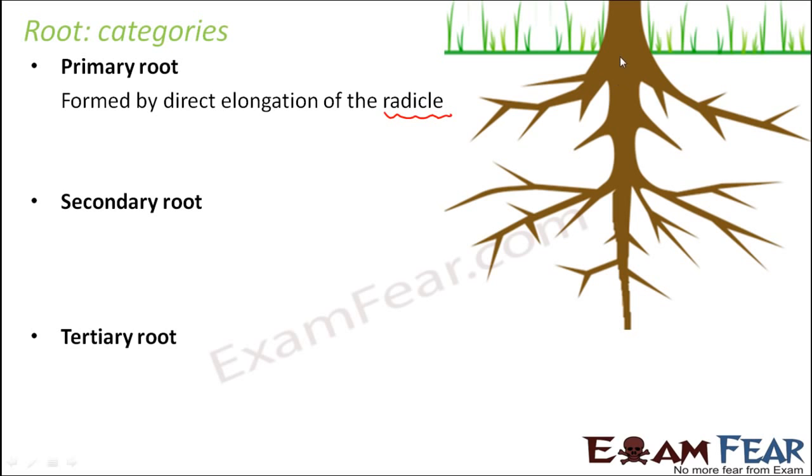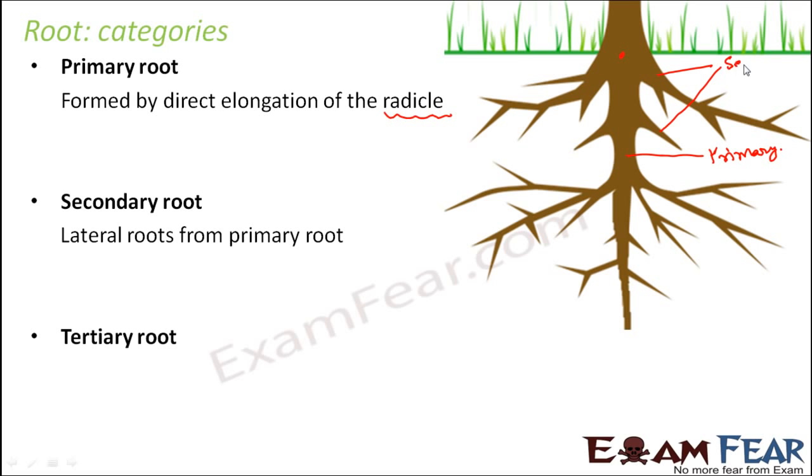So maybe initially when it was just a seed, there was a small radicle, and that radicle actually grew this long. So this is my primary root. So what are secondary roots? Lateral roots which are formed from the primary root. So if this is my primary root, from this root these branches are coming out. So these are my secondary roots.